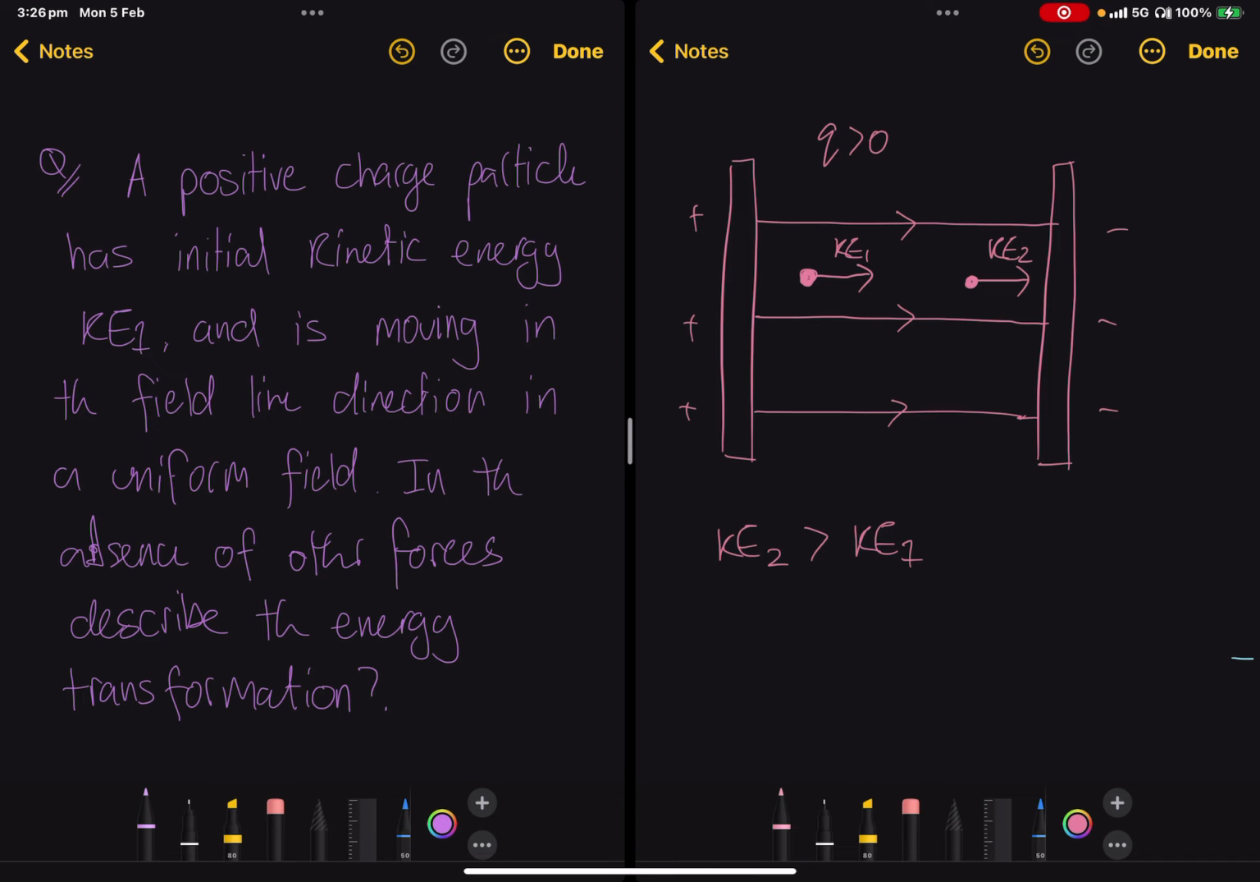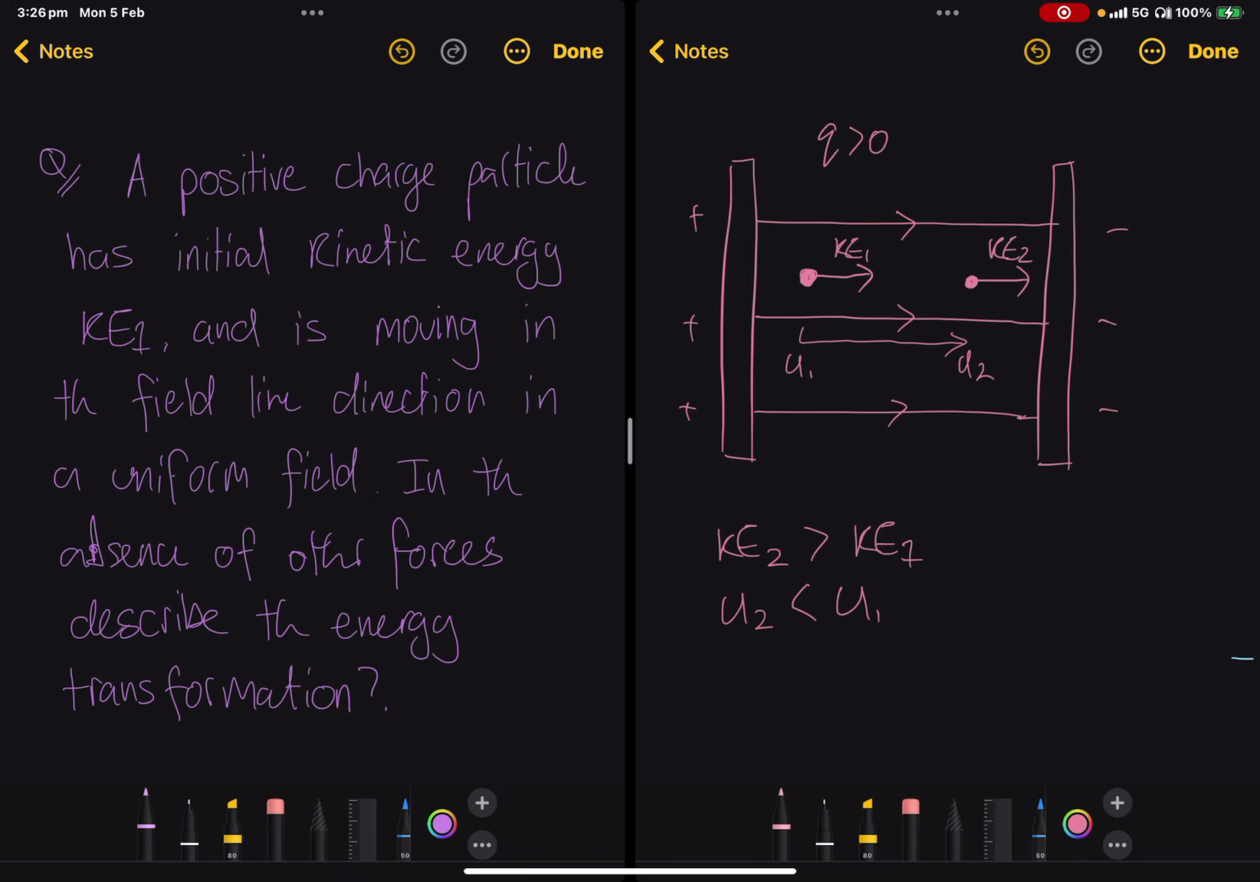So when we're describing energy transformation, one thing we can think of is the kinetic energy. The kinetic energy increases. We can also think about the potential energy. As this particle moves further through the field in the direction of the field lines, it actually loses potential energy. So if we say that its potential energy U1 is this, and its potential energy U2 is this, the potential energy U2 is actually going to be less than the potential energy U1. So it gains kinetic energy and it loses potential energy.